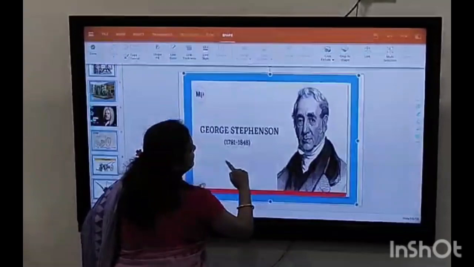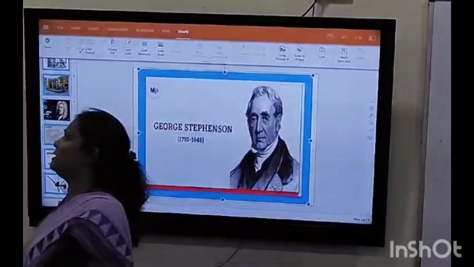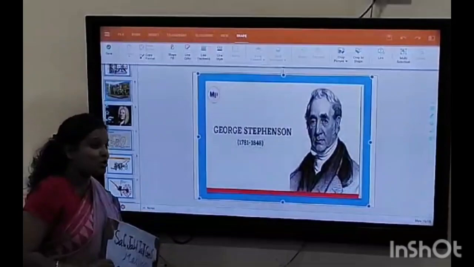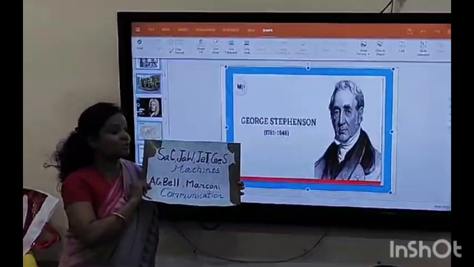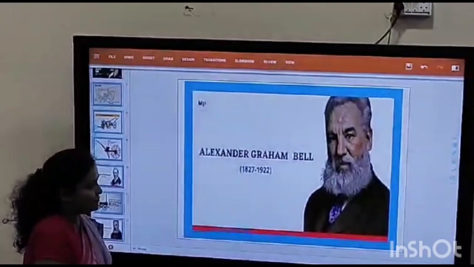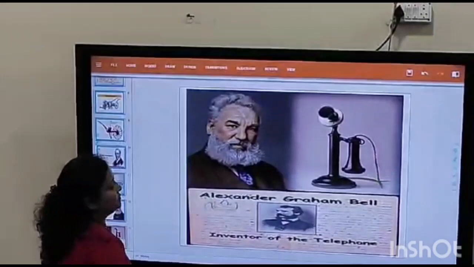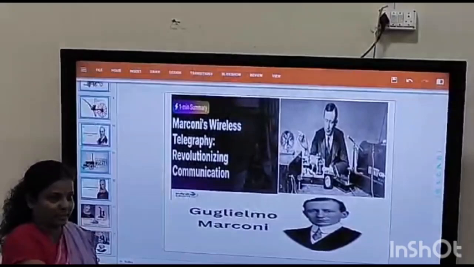After completing this, as I have already imparted this chapter in class 5, I was a bit confused whether they can remember or recollect the names of the inventors and their image. So, I need a trick so that they can memorize. Next is Alexander Graham Bell. He was related to communications, means he invented the telephone. And he also worked with the hearing difficulties of many people. Next comes Guglielmo Marconi. He invented wireless. So these two people were related to communication.